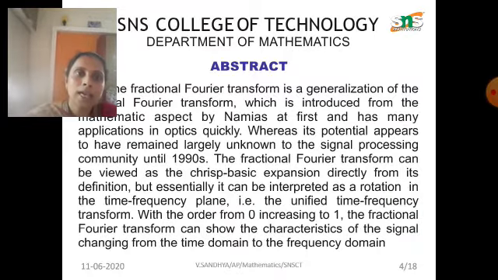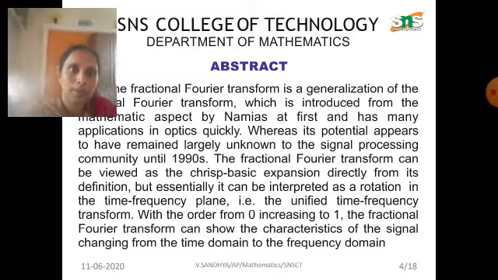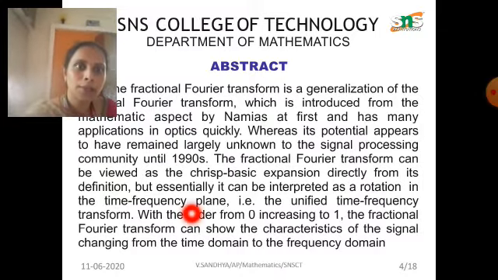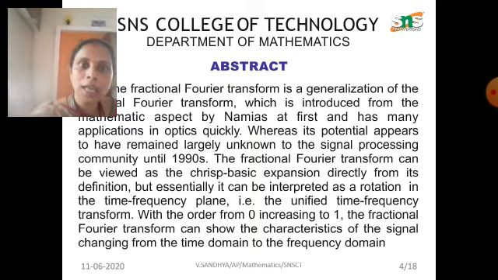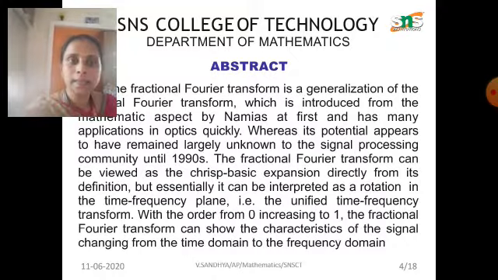Next we see the abstract. In the abstract we will see a brief message of our problem. The fractional Fourier transform is a generalization of the Fourier transform, which was introduced from the mathematical aspects, and has many applications in optics, whereas its potential appears to have remained largely unknown to the signal processing community until the 1990s.